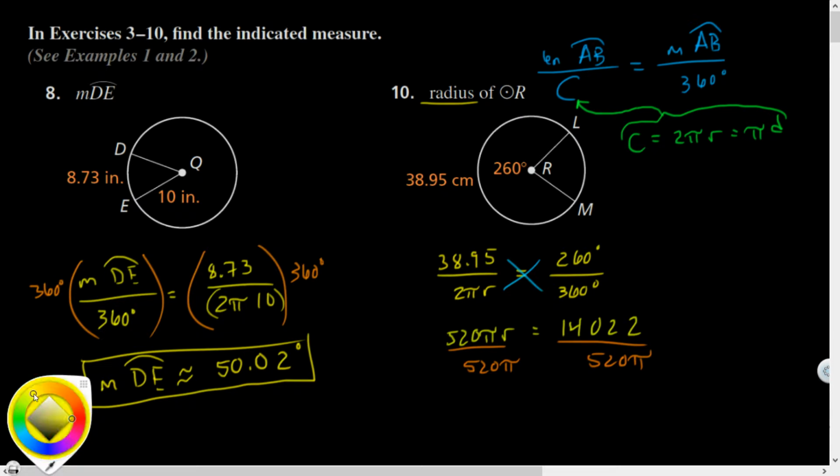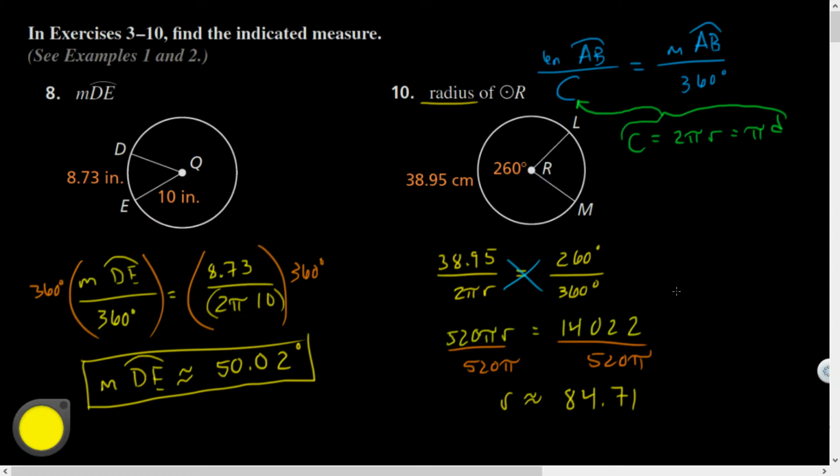So r is going to equal 14022 divided by 520 pi. I got 84.71. I'm wrong? So wait, 14022 divided by 520 divided by pi. All right, yeah, I guess I didn't plug in the parentheses on this last part there. That was my bad, friends.